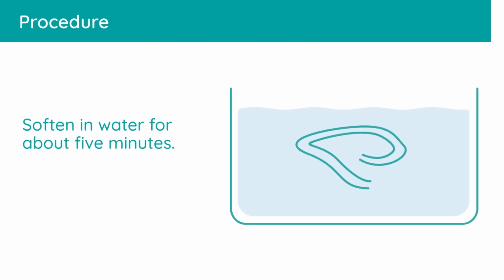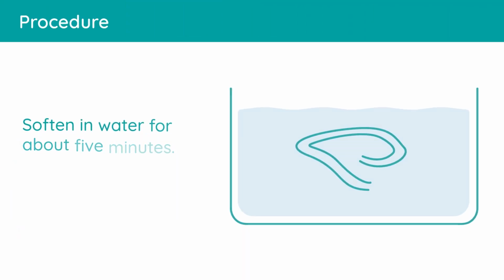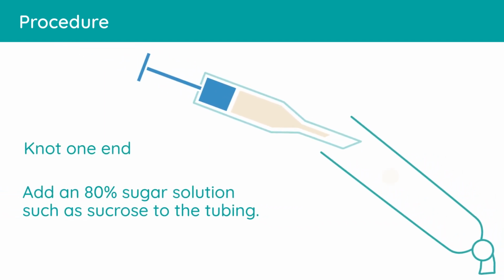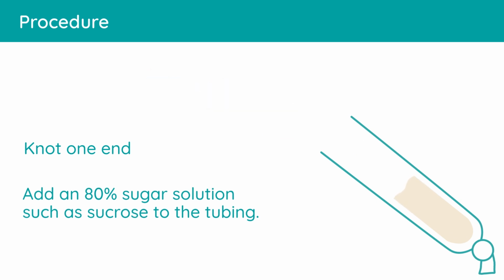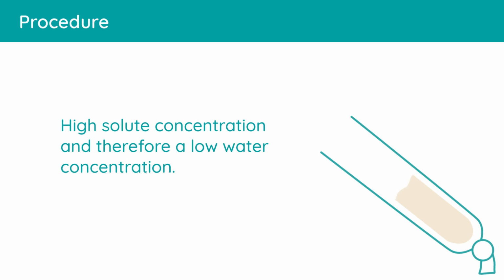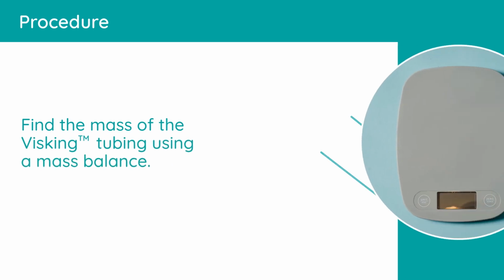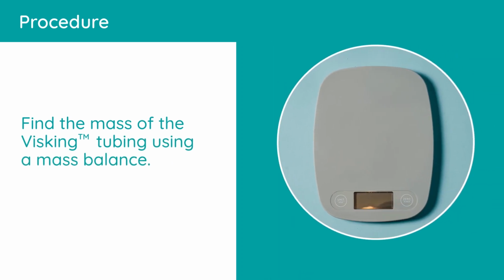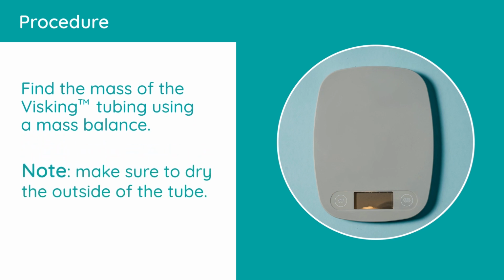To prepare the Visking tubing, it must be softened in water for about 5 minutes and then opened. After knotting one end, using a syringe, we add an 80% sugar solution, such as sucrose, to the tubing. This has a high solute concentration and therefore a low water concentration. We knot the other end and find the mass of the Visking tubing using a mass balance. A quick note here, make sure to dry the outside of the tube beforehand to make sure the mass is accurate.